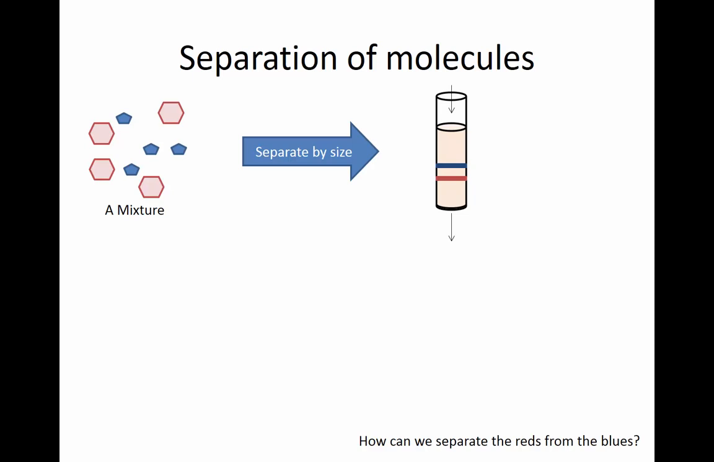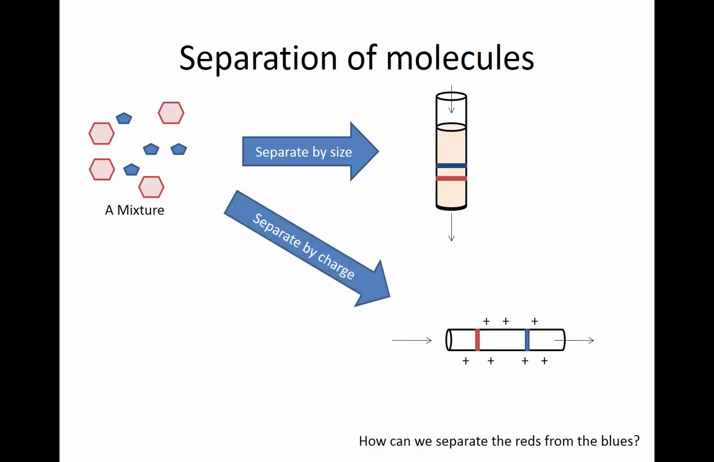And so you can separate them by size, and you can see here on this drawing we have the hexagons are larger than the blue pentagons, so we separate them by size. The hexagons will run out quicker than the pentagons because of their size, and that's what we'll do in lab this week. We'll do what's called size exclusion chromatography, but more on that later.